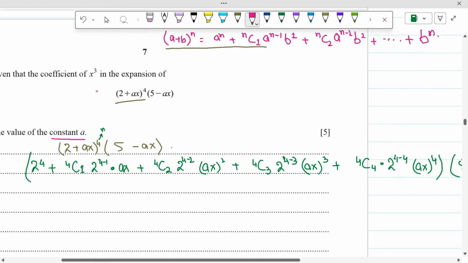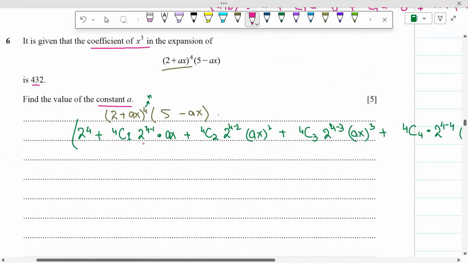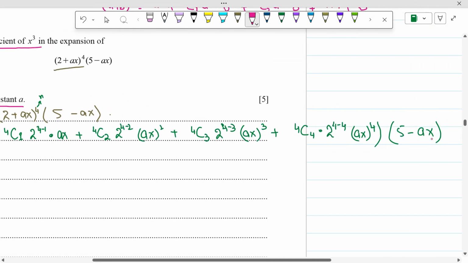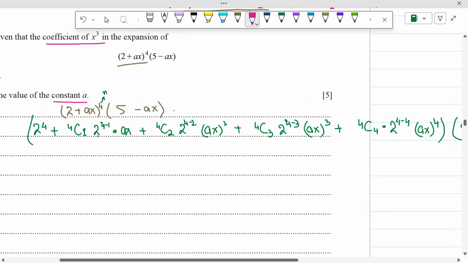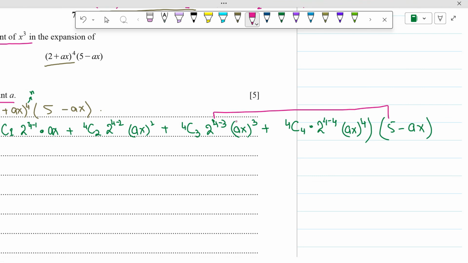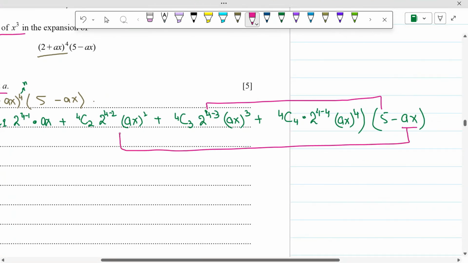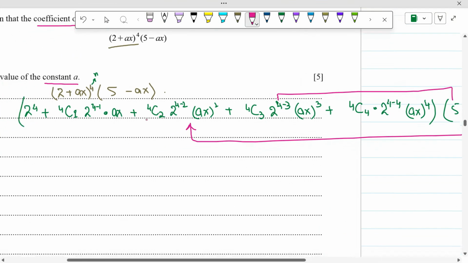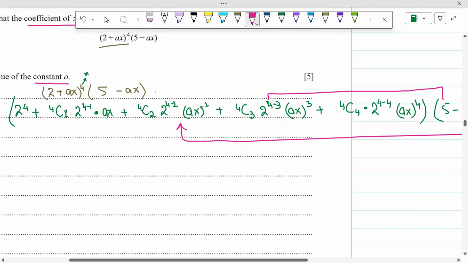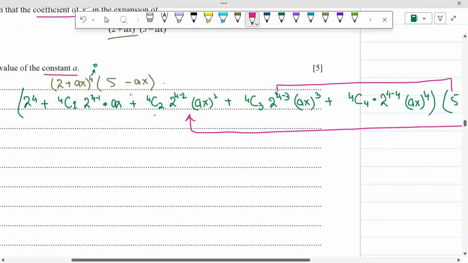Okay, we need to find only the coefficient of x cube. So when we multiply this whole expansion with (5 − ax), what are the terms which will have the x cube terms? You can see that when 5 is multiplied by the term which has x cube, we will have an x cube term. Similarly, when negative ax multiplies with the x square term, we will have an x cube term. So we just need to multiply these two terms with the 5 and ax to get the x cube term.